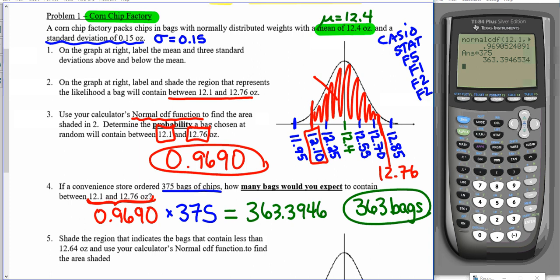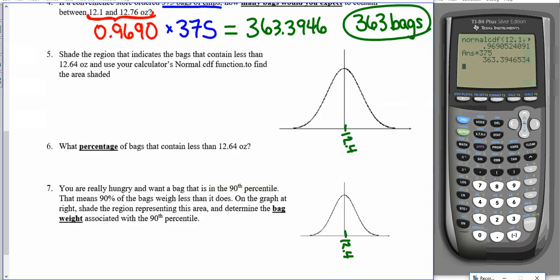Okay, moving down, it says, number 5, shade the region that indicates the bags that contain less than 12.64 ounces. So 12.64 ounces was going to be somewhere over here. If it's anything less than that, it's this whole area over here to the left.